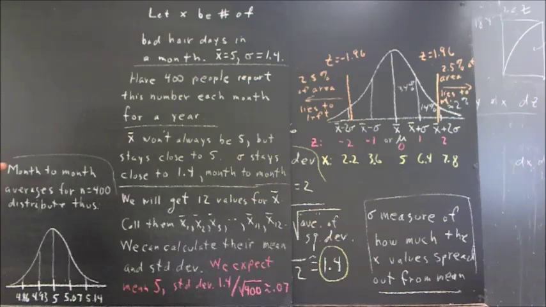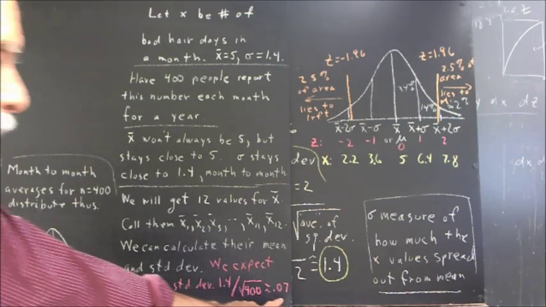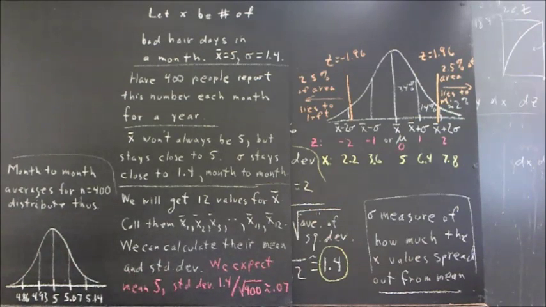So our month-to-month averages for n equals 400, for 400 people reporting according to these conditions, it's going to be distributed like this, with a mean of 5 and a standard deviation of 0.07. At least this is what we expect.